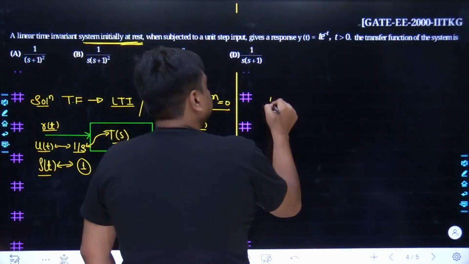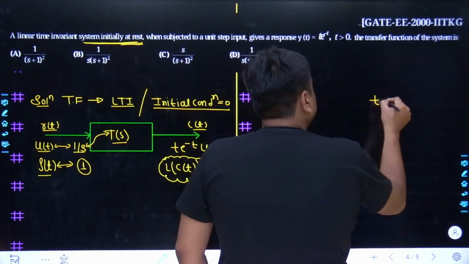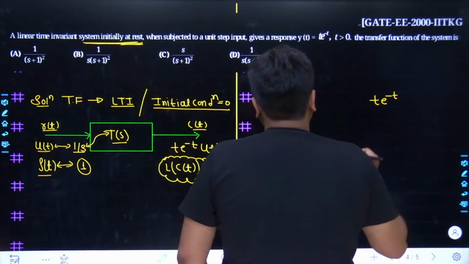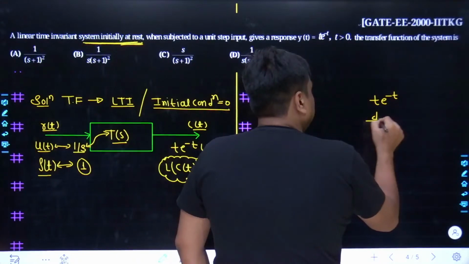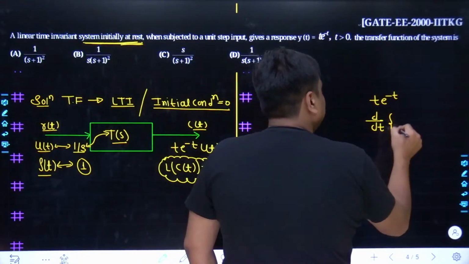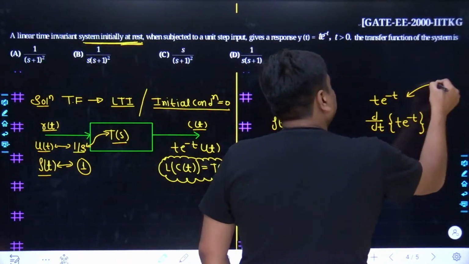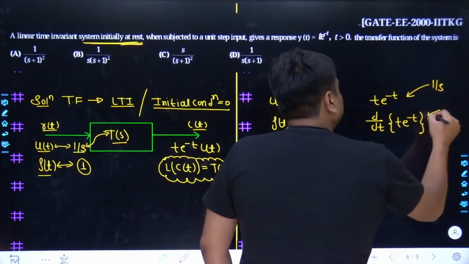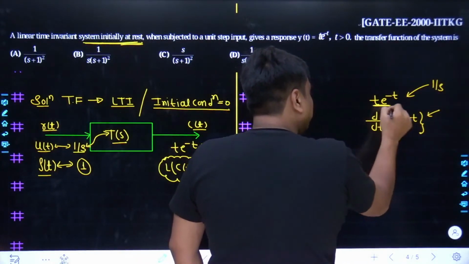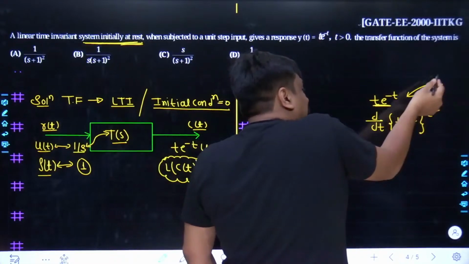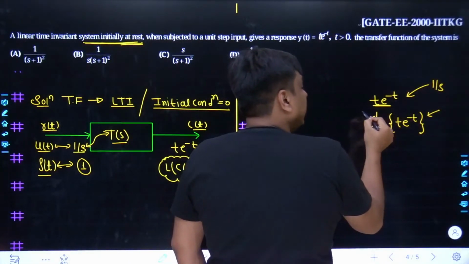So for u(t), if the response is t e to the power of minus t, then for delta(t), the response is simply going to be the differentiation in time domain of t e to the power of minus t, because here 1 upon s was present, but here 1 upon s was absent. That means once you want to retrieve the response because of delta(t), the 1 upon s has to be extracted out, it has to vanish, and that's possible only if s has been multiplied.